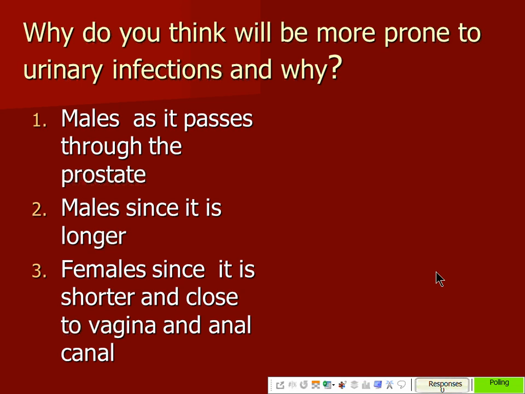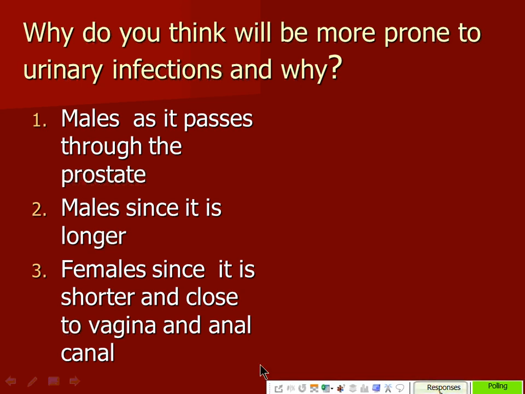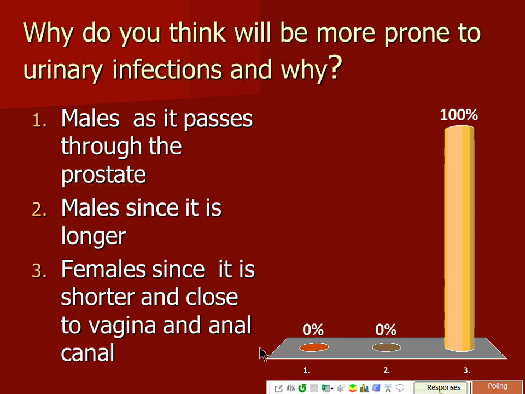Now, who do you think would be more prone to urinary infections and why? Very good. Yes, females. The urethra is much smaller, very close, because the urethra and the vagina both open into an area called the vestibule, which we'll see when we do the reproductive system. The vagina is full of bacteria. The anal canal is very close by, so urinary infections are much commoner in females, especially little girls, and also during sexual activity, because the urethra gets bruised at that time, and so urinary infection tends to become more common in them.